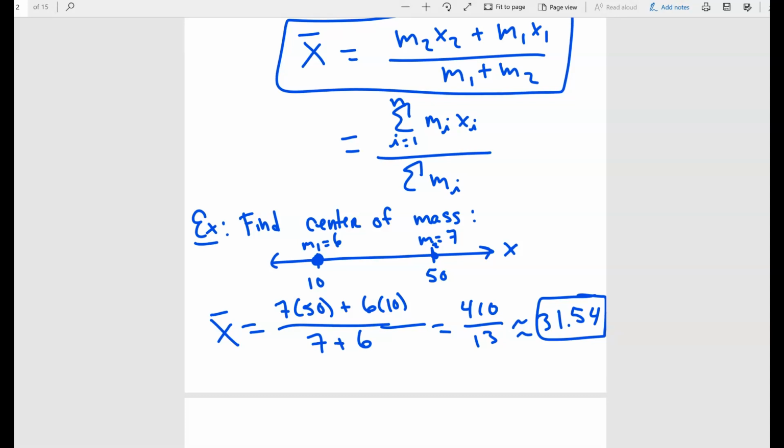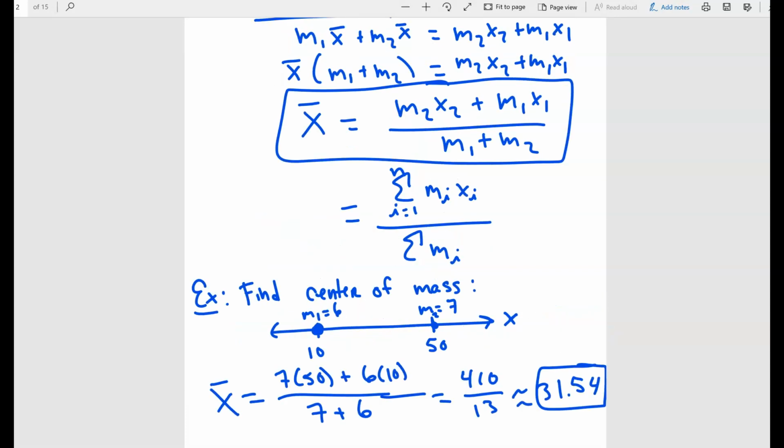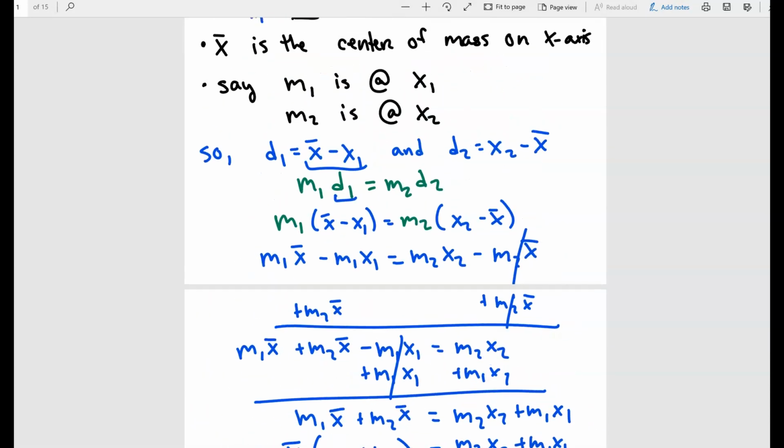So this will be the center of mass of this particular system. If you wanted to figure out where exactly the balancing point would be, it would be around 31.54. Okay, so the one-dimensional case is really, really simple to do.